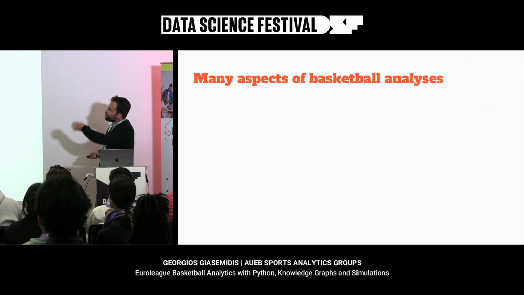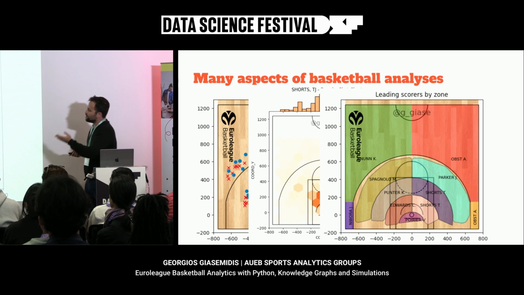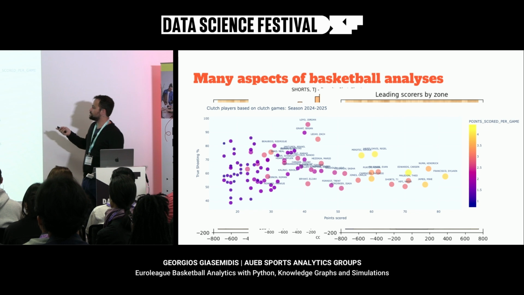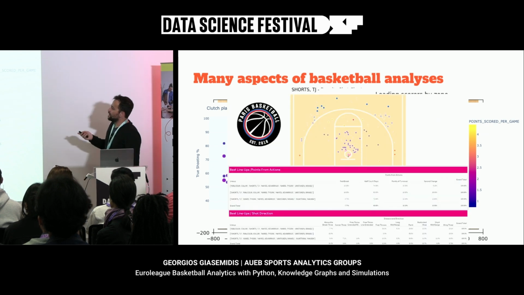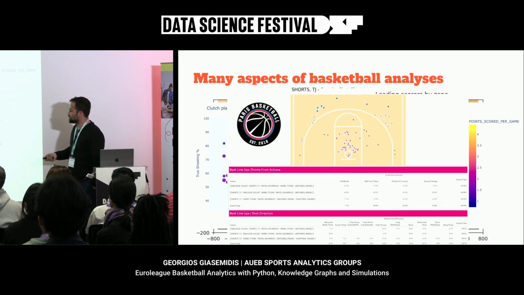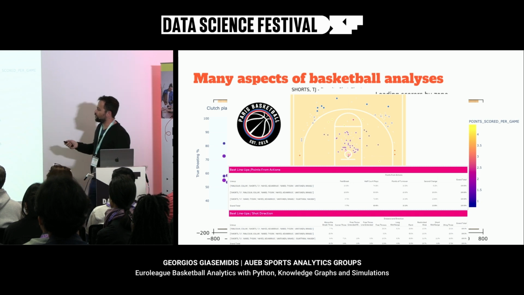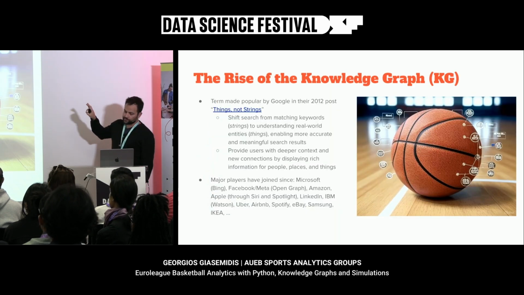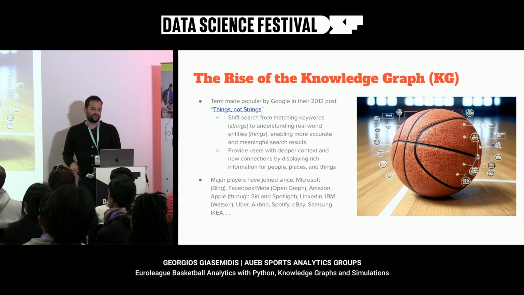So apart from that, we cover many aspects of the game, all right? Like shot locations, we go on and produce a lot of clutch players. I don't want to bother you with that. Scouting reports for teams, like their shot locations, profiles, lineups, most effective lineups, and all this kind of stuff. But I want to focus mostly on the knowledge graph bit.